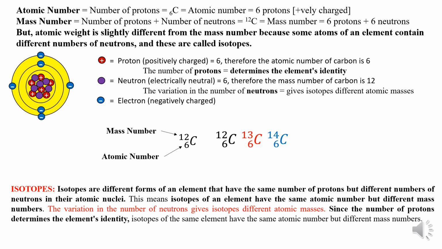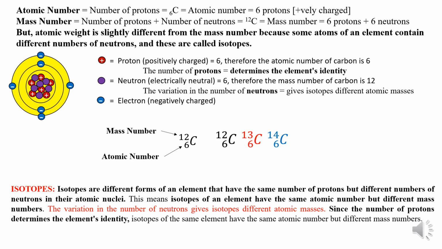So isotopes are different forms of an element that have the same number of protons but different number of neutrons in their atomic nuclei. So this means that isotopes of an element have the same atomic number but different mass numbers. It is due to the variation in the number of neutrons which gives the isotopes different atomic masses. Like in case of carbon, you find C12, C13 and C14 isotopes due to variation in the number of neutrons.